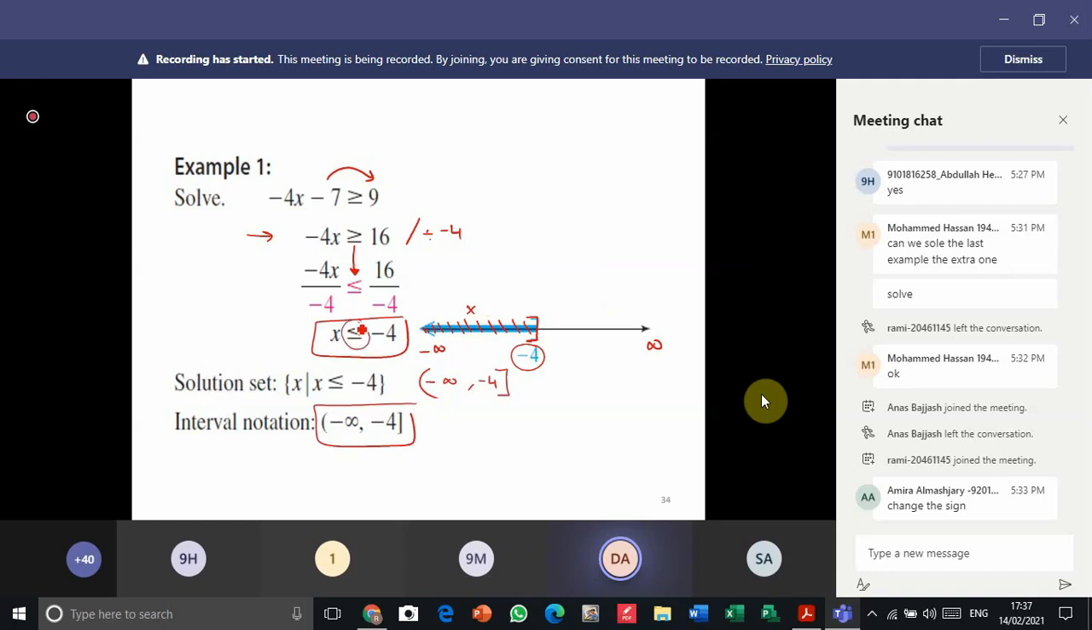If we don't have equality, for example, the solution x less than negative 4 without equality, on the real line from negative infinity to infinity, at negative 4 it is open. So from negative infinity to negative 4, open. Okay, not closed, because I don't have equality in the sign of the inequality.